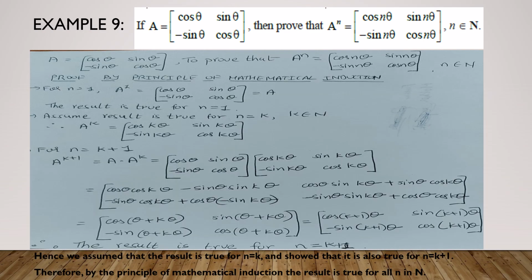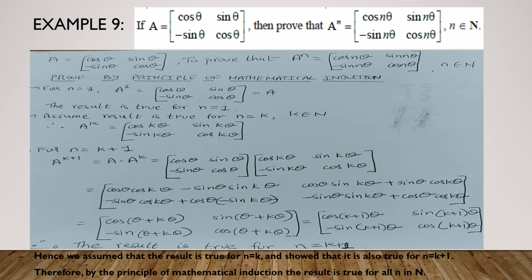In the next example, you have to prove this result. If A has elements cos theta, sin theta, minus sin theta, cos theta, you have to prove that A raised to n will have the elements of the form cos of n theta, sin of n theta, minus sin of n theta, cos of n theta, for any natural number n. Always remember, in maths, if you want to prove any result for any natural number n, the principle of mathematical induction is very useful.